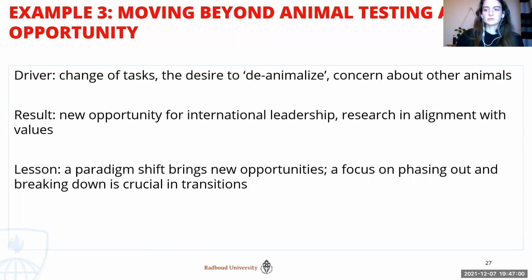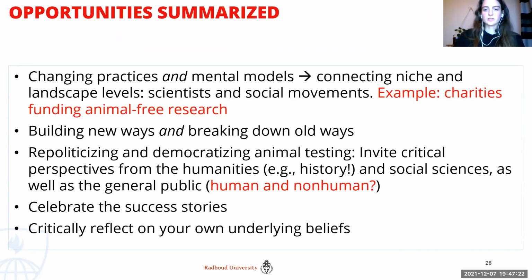And then what we learned from this is that a paradigm shift also brings new opportunities. So it's not just stopping with doing old things, it also brings you things. And it also shows that a focus on phasing out and breaking down is crucial in transitions. So that was the final example. And now we will look at opportunities summarized.